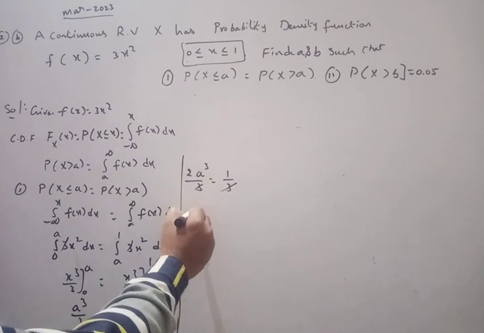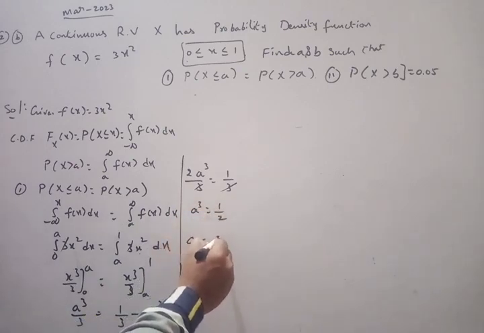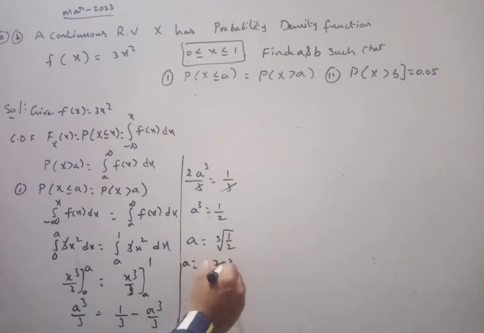3 and 3 get cancelled. a³ is equal to 1 by 2. a is equal to the cubic root of 1 by 2. Correct? So use the calculator and we'll get the answer. Cubic root of 1 by 2. One second. So I am getting 0.793. Take the calculator and check the value. So I am getting the value 0.793. Understand here?